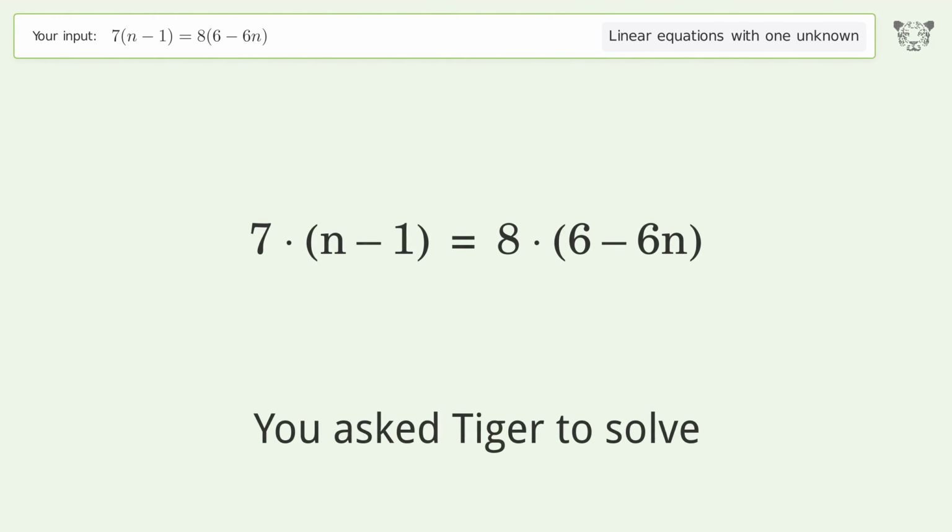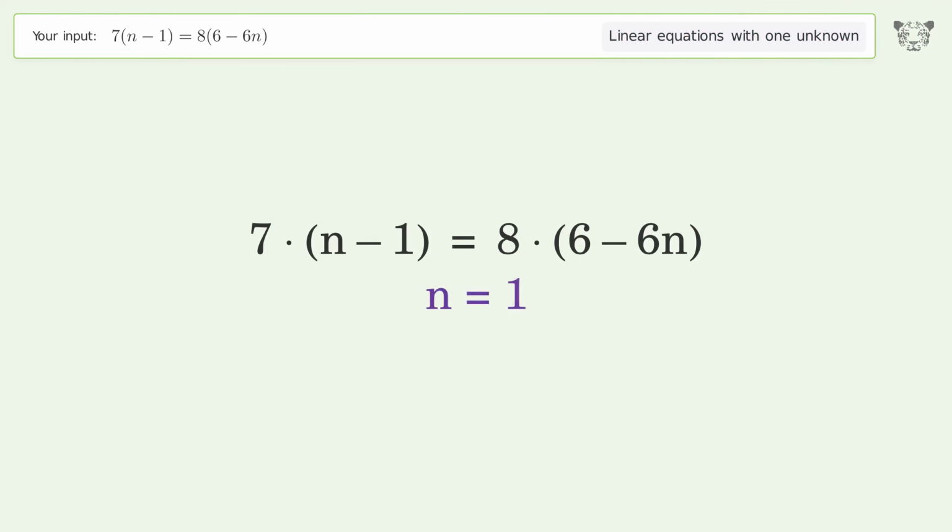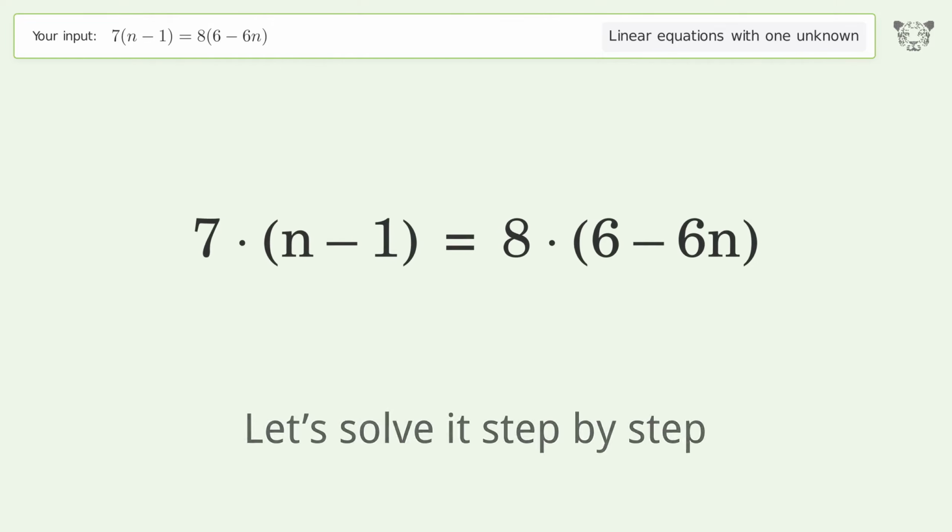You ask Tiger to solve this. This deals with linear equations with one unknown. The final result is n=1. Let's solve it step by step.